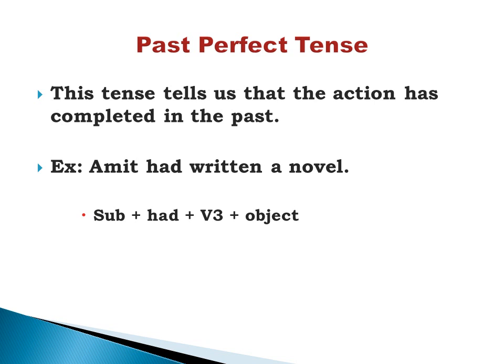Past perfect tense. This tense tells us that the action has completed in the past. It's over. Amit had written a novel. Subject, had, and V3, because perfect tenses always use past participle form of the verb, and then the object.